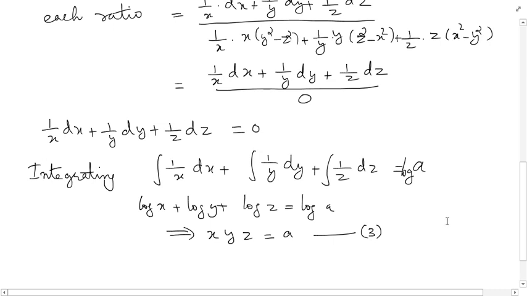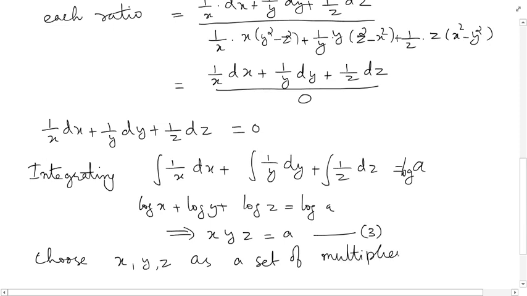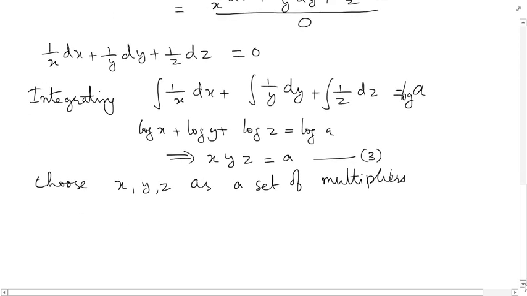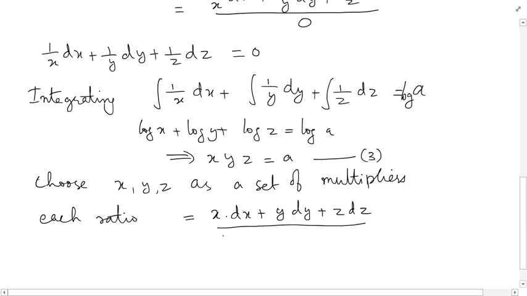Now in this case, we can find one more set of multipliers. I'll here choose x, y, z as another set of multipliers. Then here we can write again each ratio is equal to, here L, M, N are x, y, z. So x into dx plus y into dy plus z into dz divided by x into P plus y into Q plus z into R. That's what we have to write now.